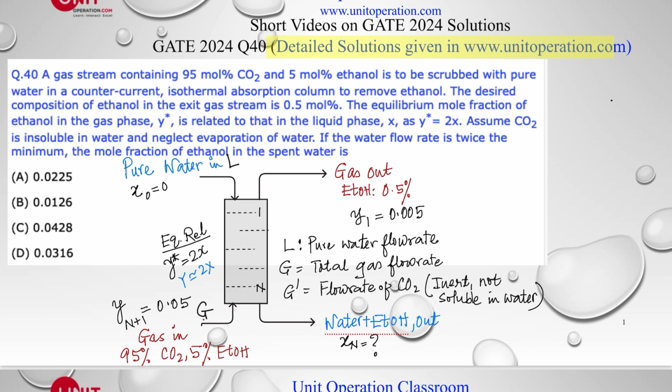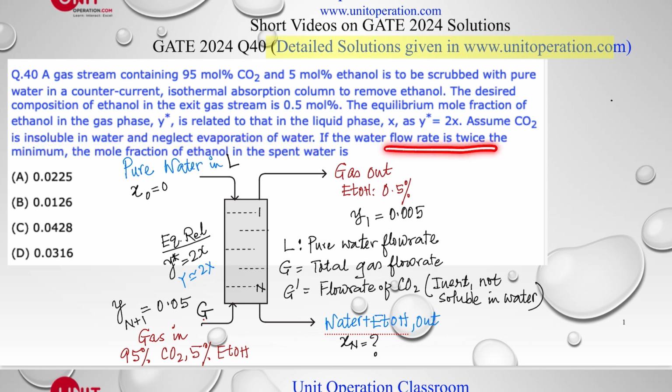Equilibrium mole fraction of ethanol in the gas phase, in the liquid phase, is given. So this is my equilibrium relationship, that y* is equal to 2x. Assume carbon dioxide is insoluble in water and neglect evaporation of water.